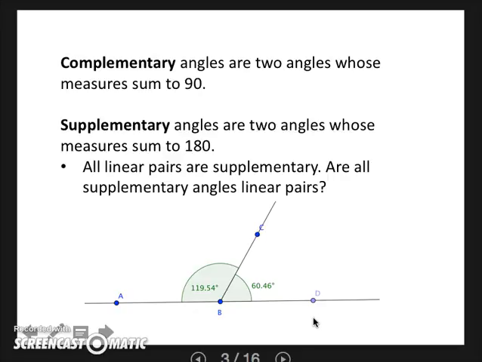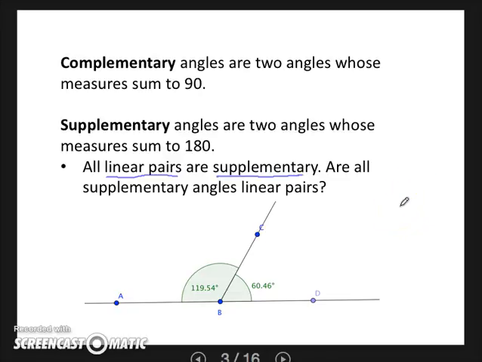All linear pairs are supplementary. Let's think about that for a minute. Here's a line, so angle ABC and angle CBD are a linear pair. Because this linear pair by definition lies along this line, the measures of the two angles must add up to 180 degrees. So all linear pairs are supplementary, but are all supplementary angles linear pairs?